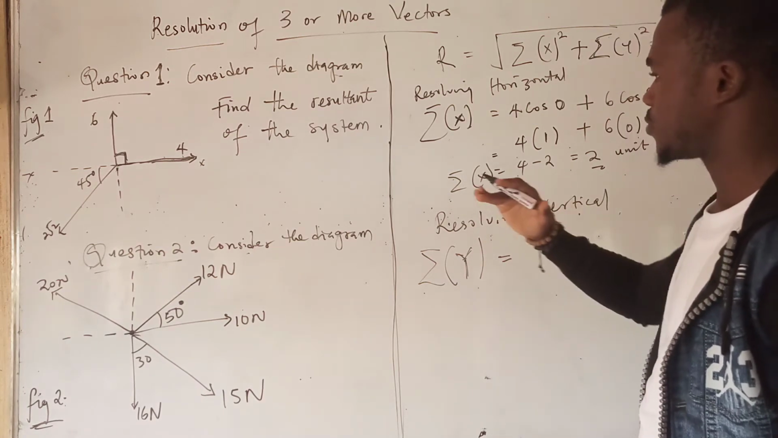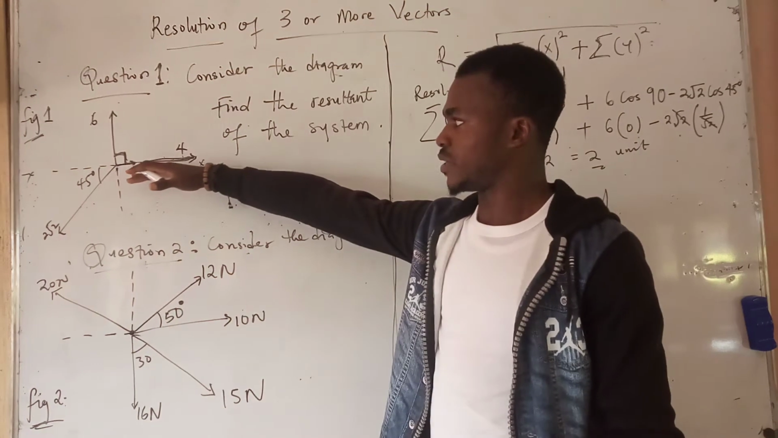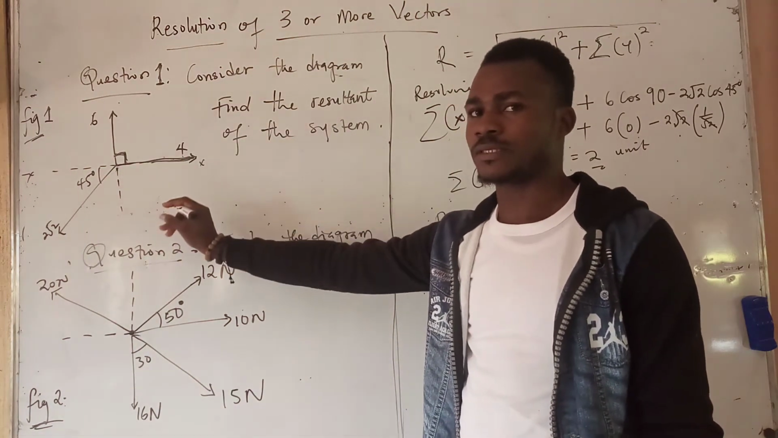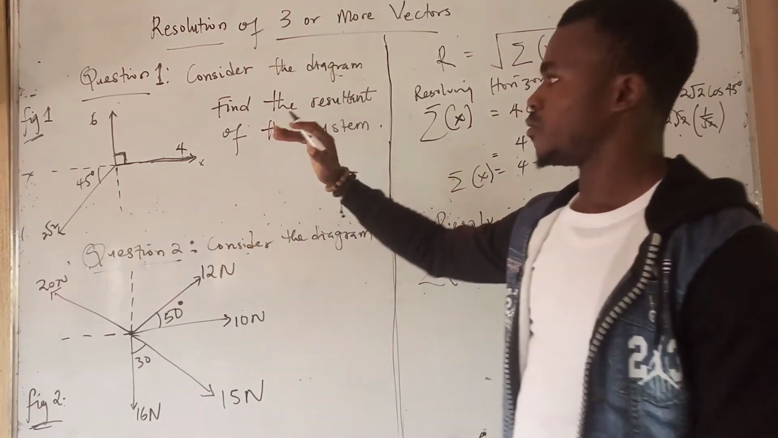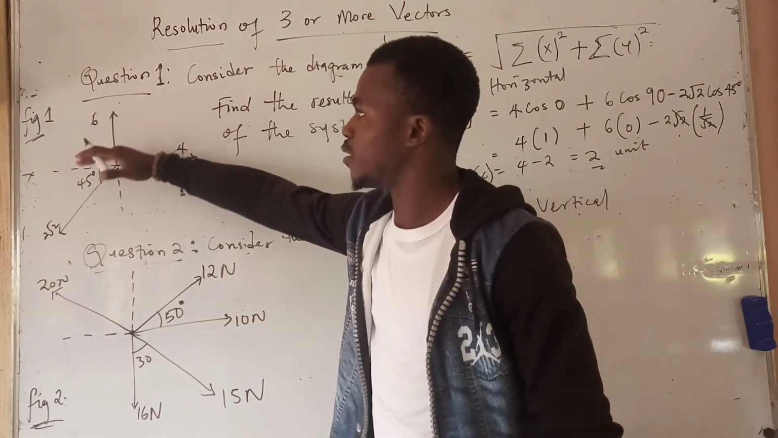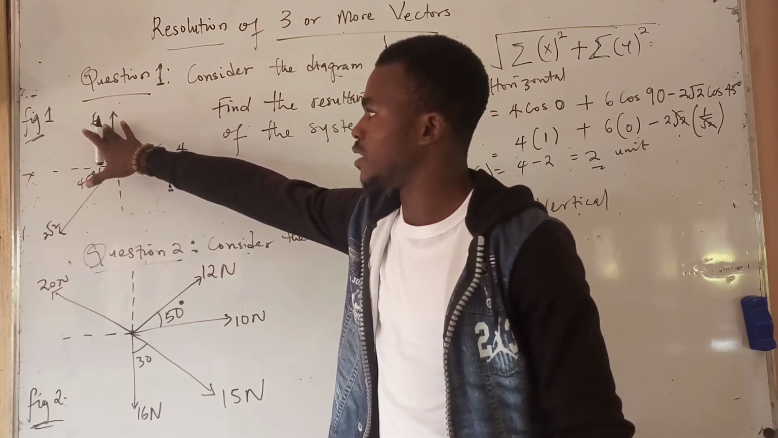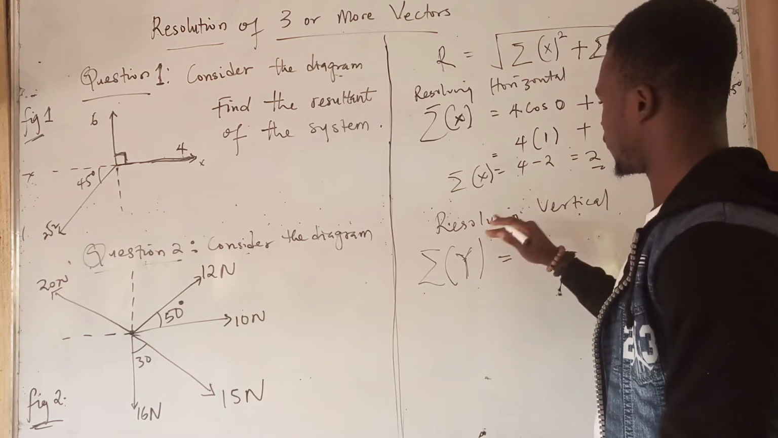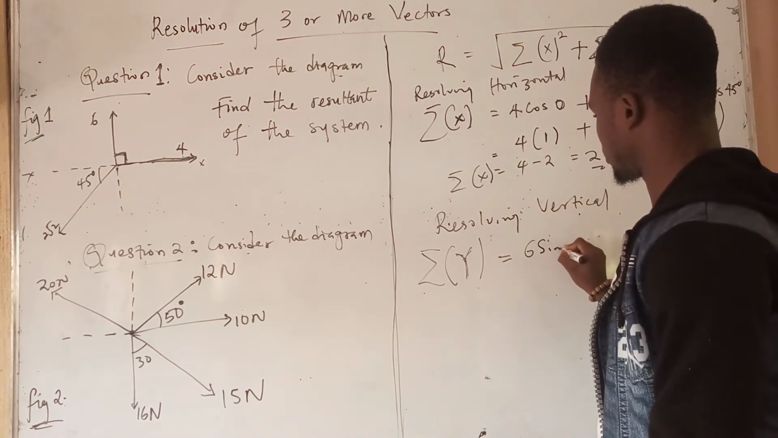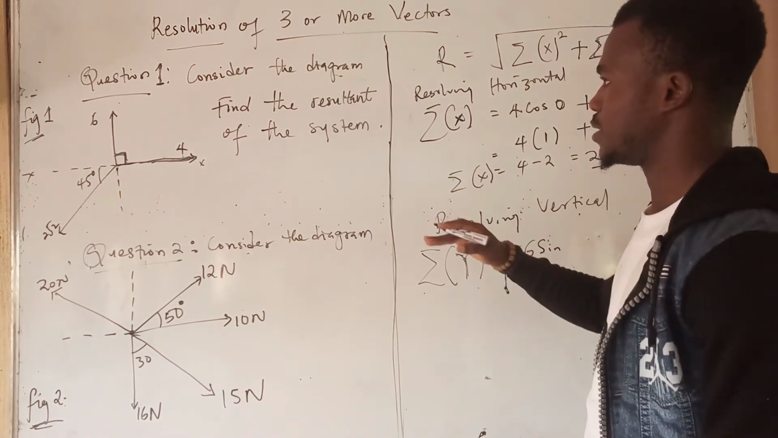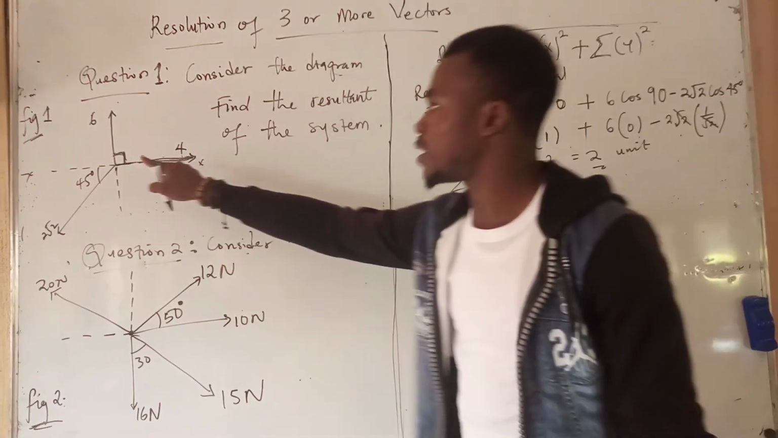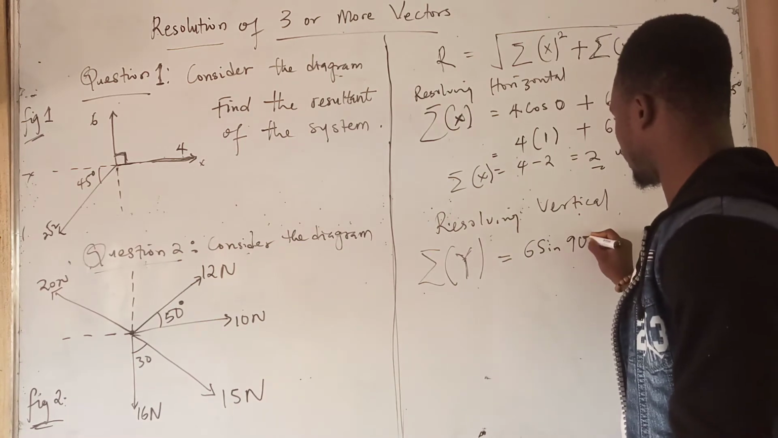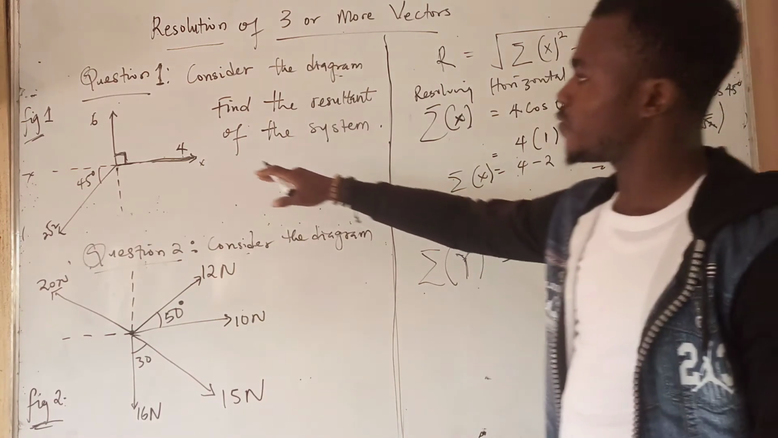Now remember what we said. When resolving for the vertical, everything up becomes positive and everything down becomes negative. So what we have as the positive there, or the only vector there, is what? Is 6. So this will be 6. Then for vertical components, we use what? Sine. So this will be 6 sine, and the angle it makes with the horizontal is what? Is 90. Then we have 4 here.